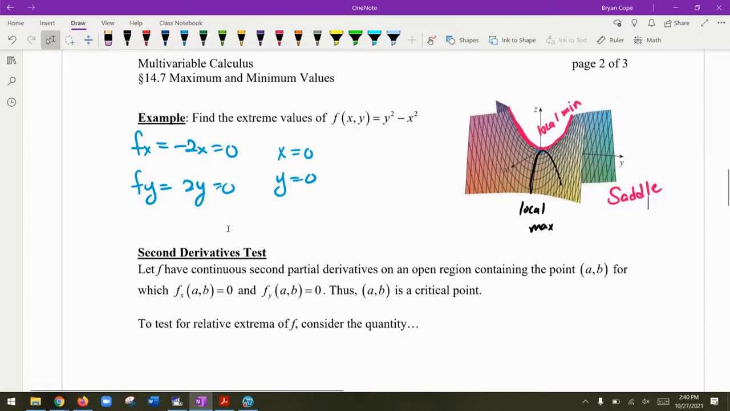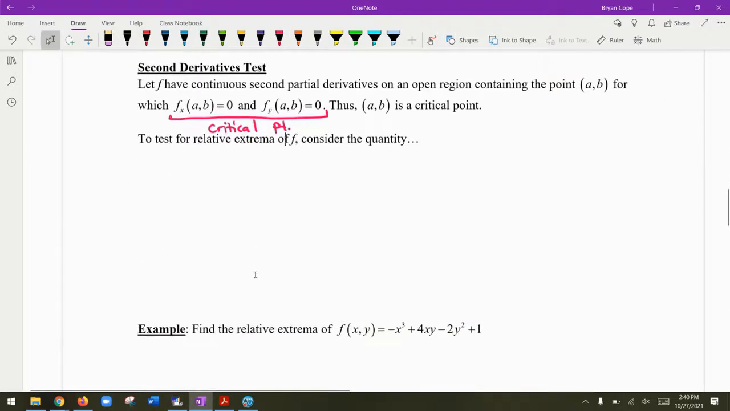So let f have continuous second partial derivatives on an open region containing the point (a, b). It's just saying we're near (a, b), and second partial derivatives are defined and okay near that point. And we have a critical point, right? If f sub x is 0 and f sub y equals 0. So we can just note that we're testing this at a critical point. Thus (a, b) is a critical point. So to test for relative extrema of f, we consider this quantity.